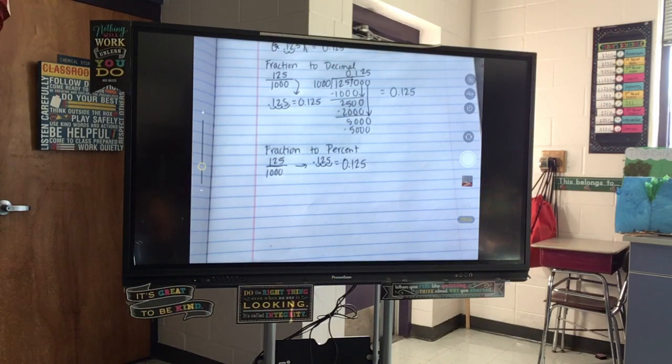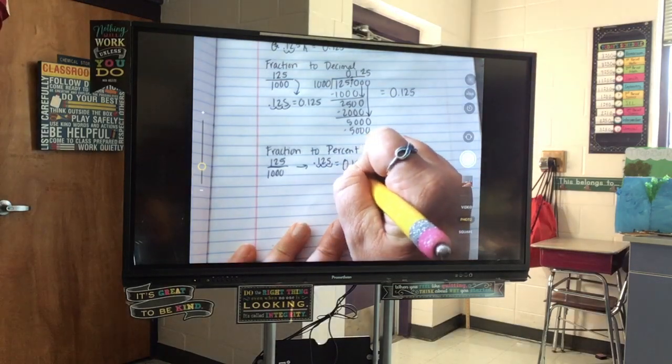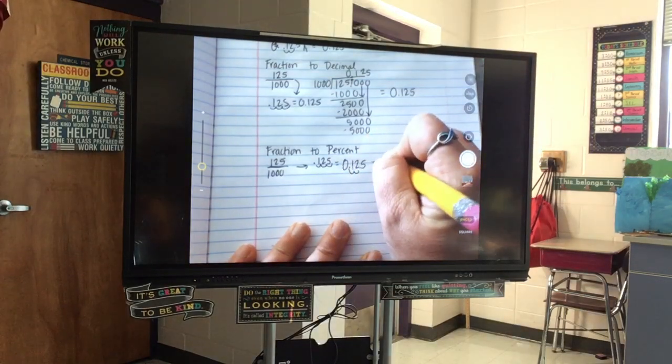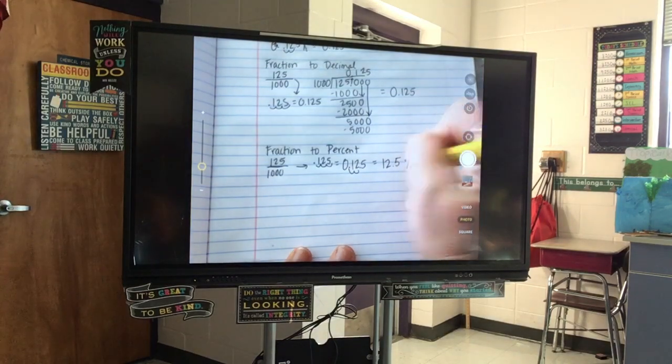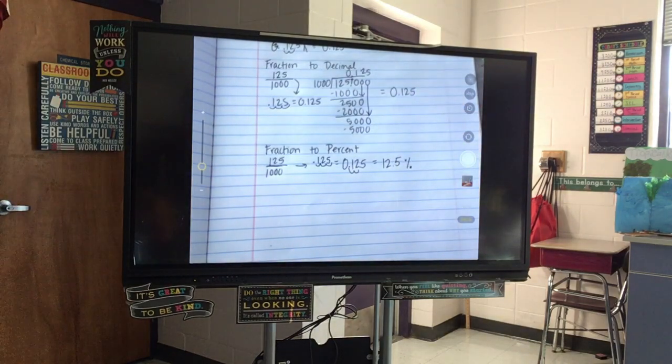Now, how do I go from a decimal to a percent? Bryson? You have to move your decimal 2 places to the right. 2 places to the right, so 1, 2, and this becomes 12 and a half. What do I have to add? My percent sign. Alright, that is as easy as it goes, guys. I mean, honestly, it's not hard. And why I can't keep this right down here, I don't know.